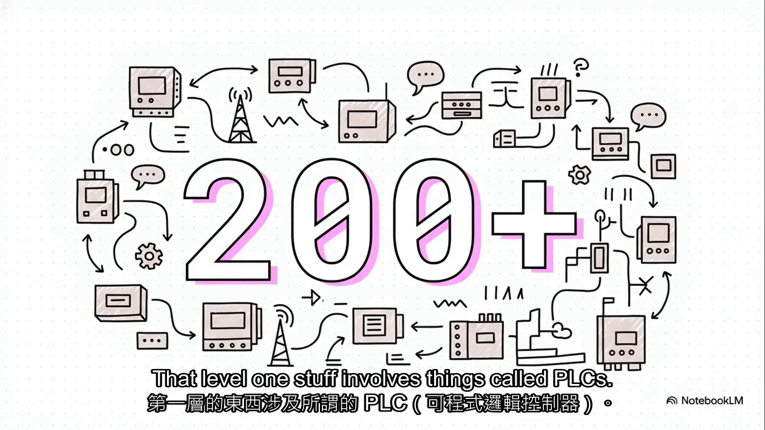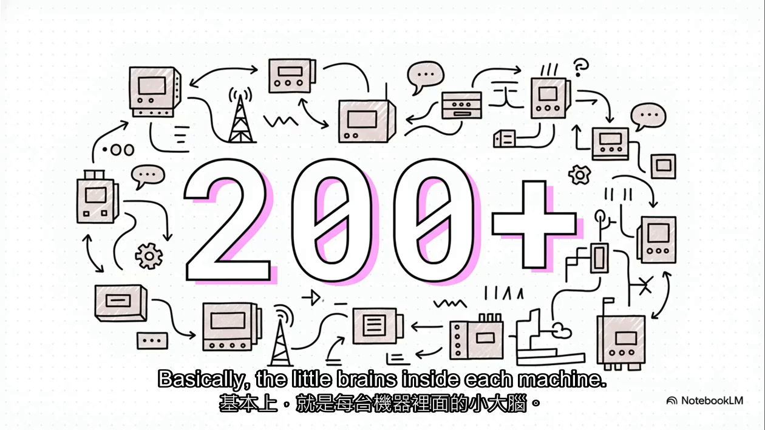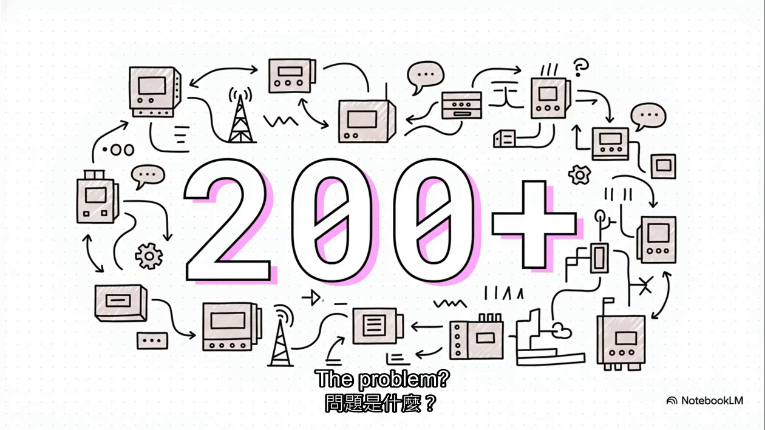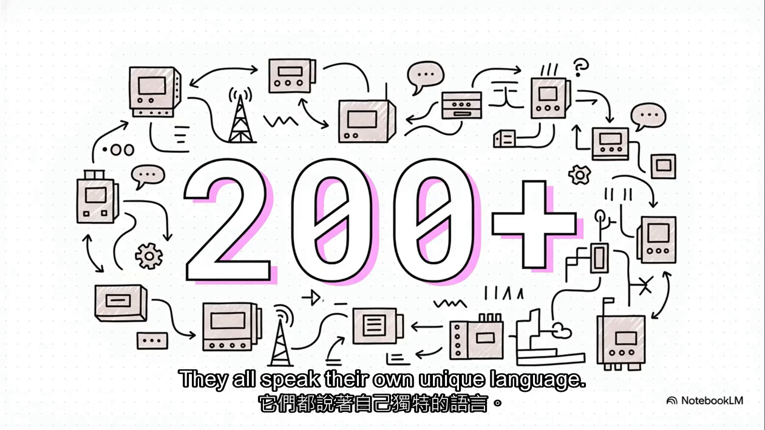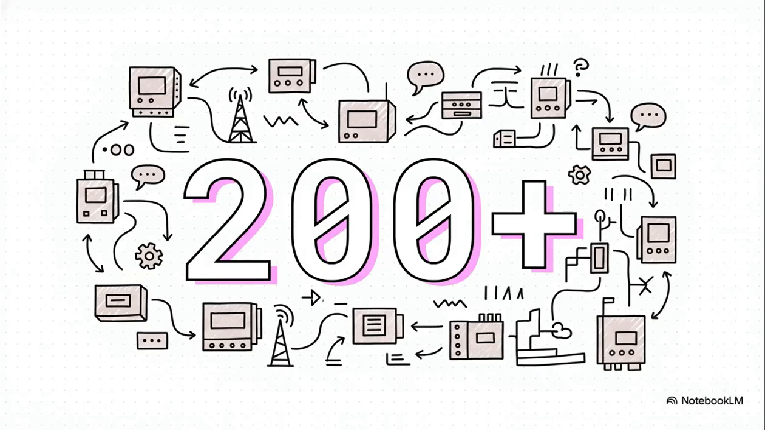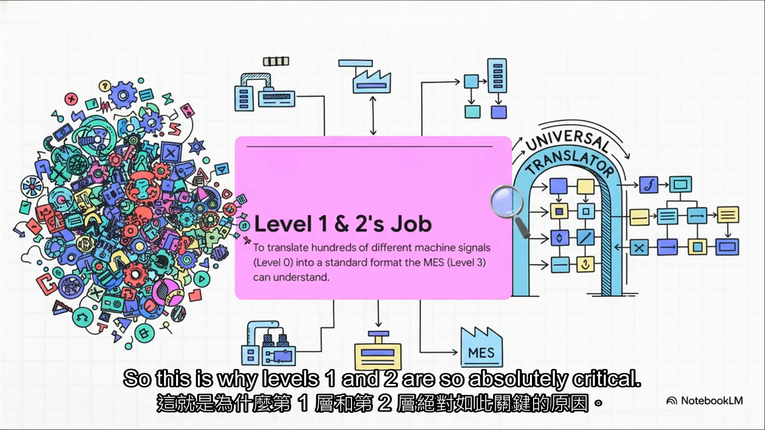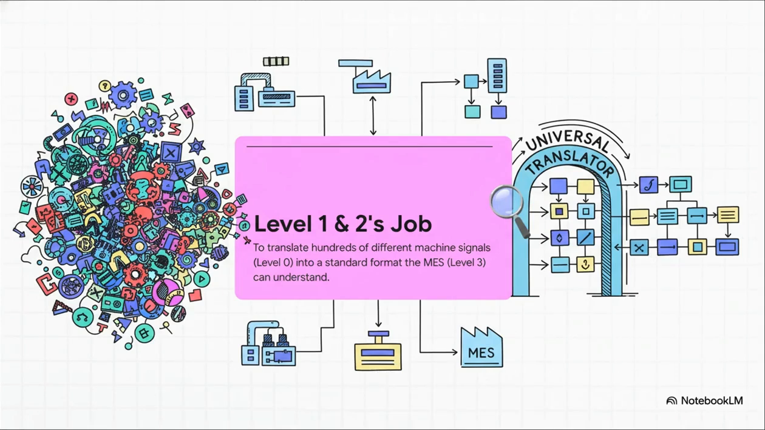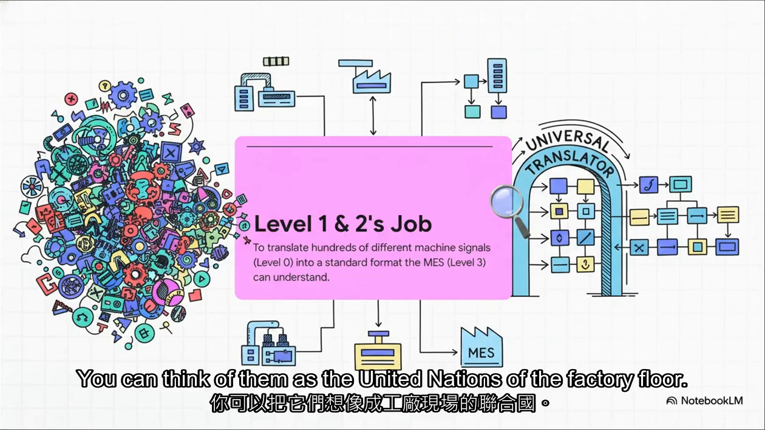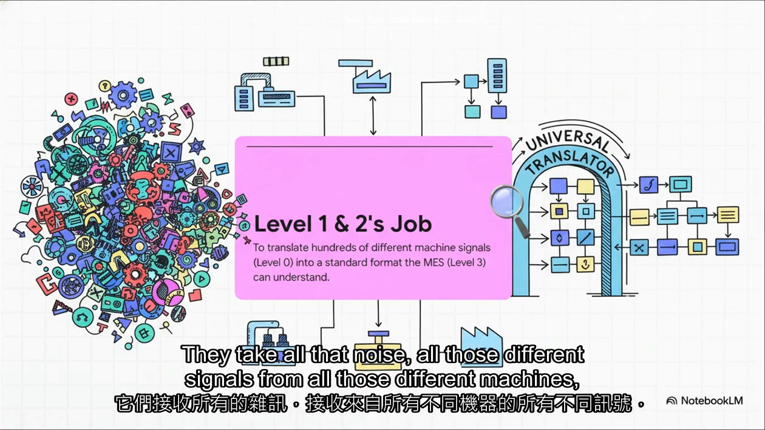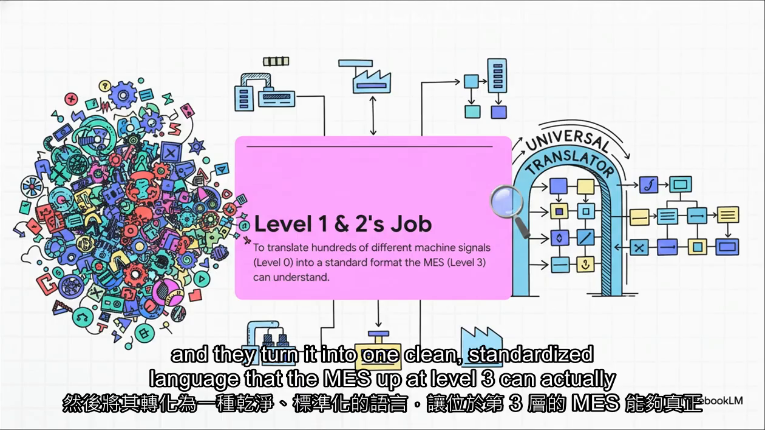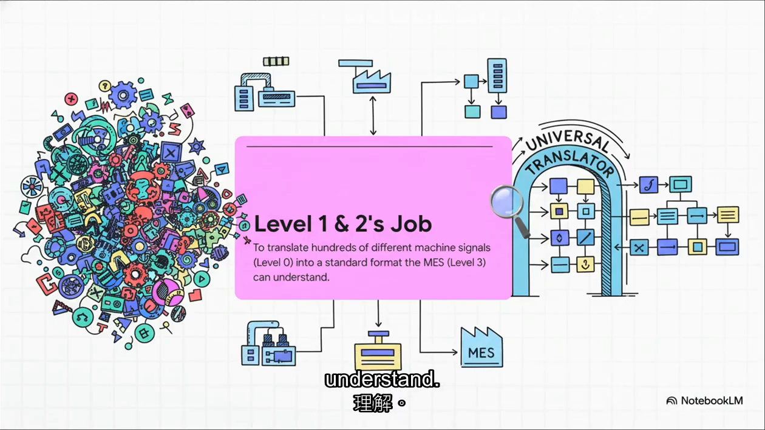Okay, but here's where it gets really interesting and, frankly, super complicated. That level 1 stuff involves things called PLCs, basically the little brains inside each machine. The problem? There are more than 200 different kinds of them out there on the market. And guess what? They all speak their own unique language. So this is why levels 1 and 2 are so absolutely critical. You can think of them as the United Nations of the factory floor. They're universal translators. They take all that noise, all those different signals from all those different machines, and they turn it into one clean, standardized language that the MES up at level 3 can actually understand.